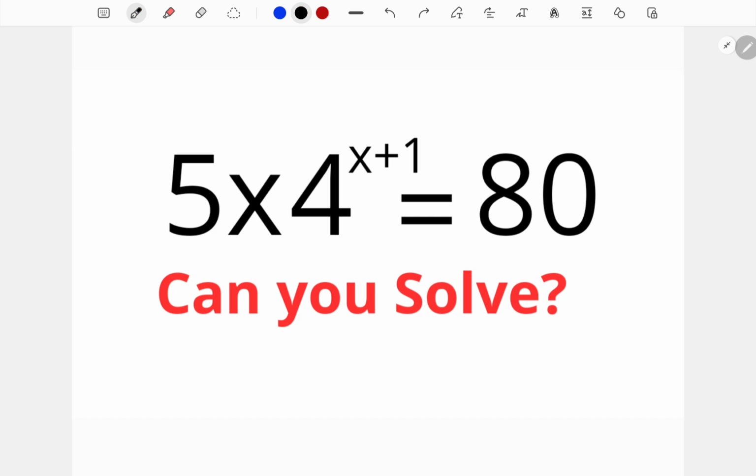First, we need to understand the structure of the equation. We have 5 times 4 raised to the power of x plus 1 equals 80. Our goal is to find the value of x that makes this equation true.